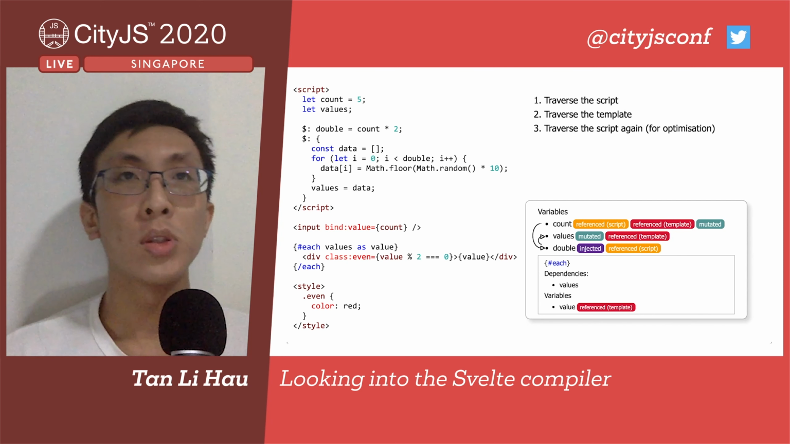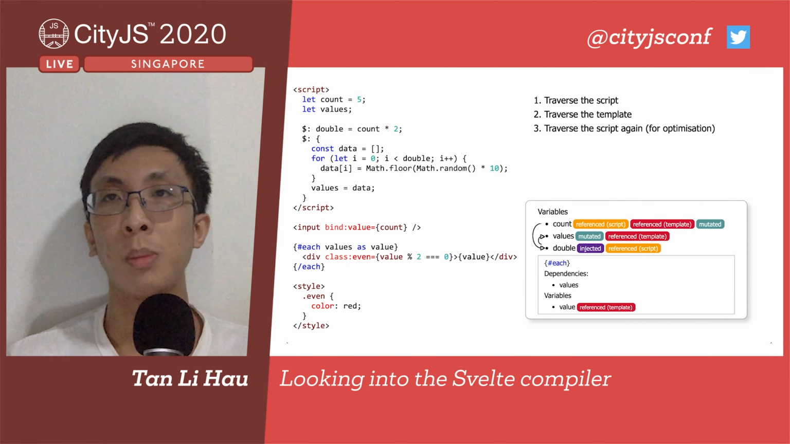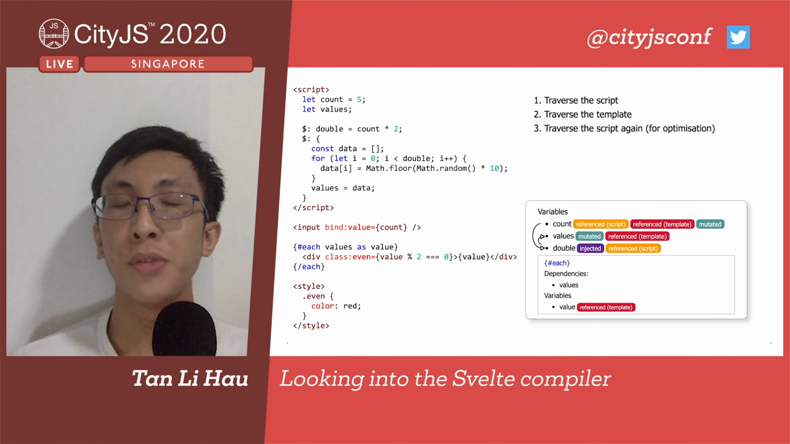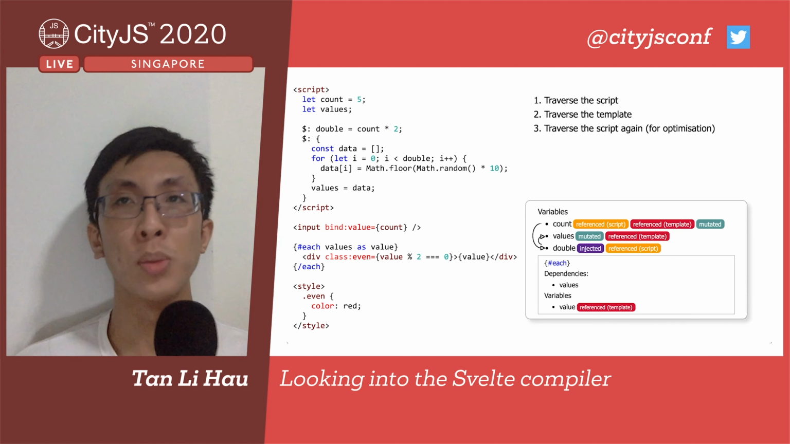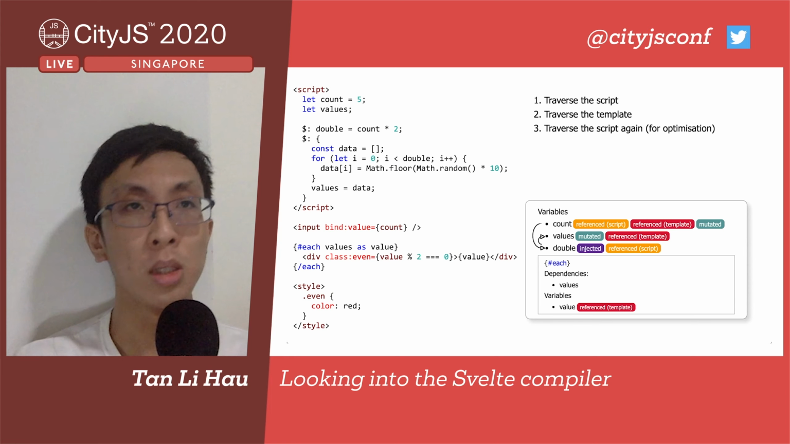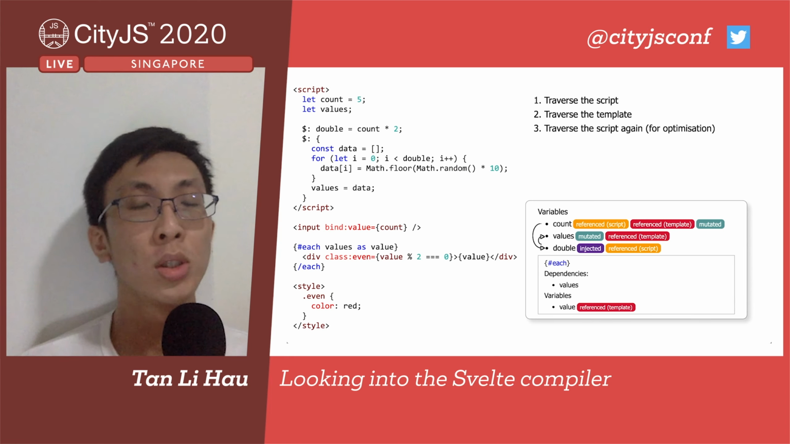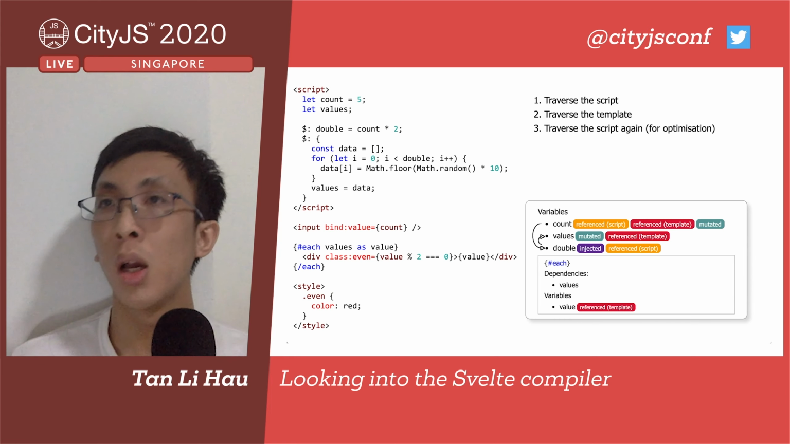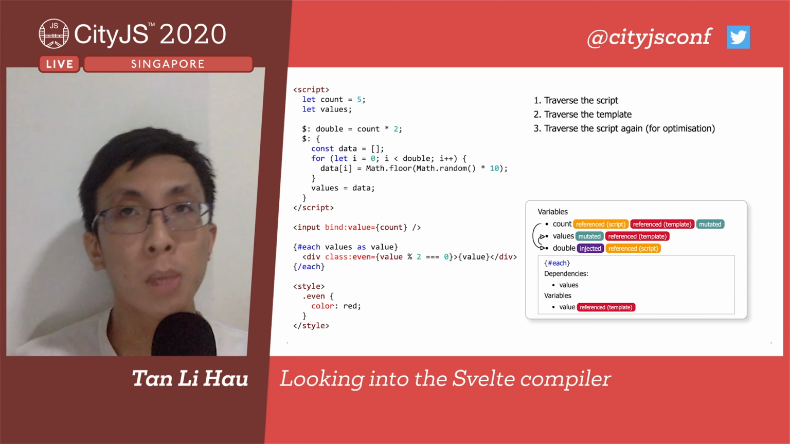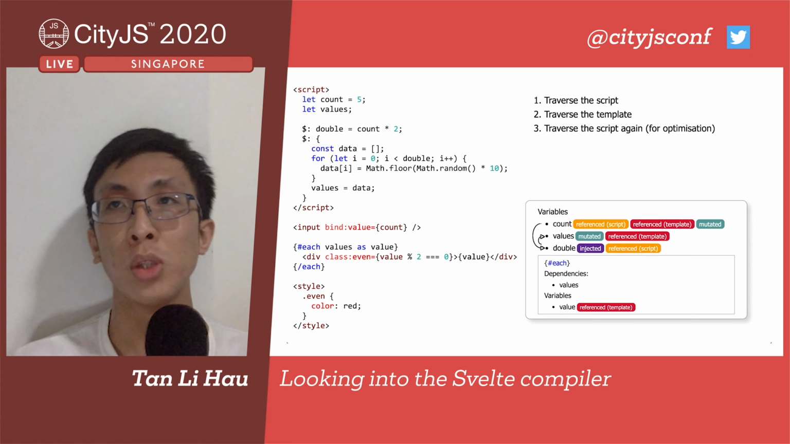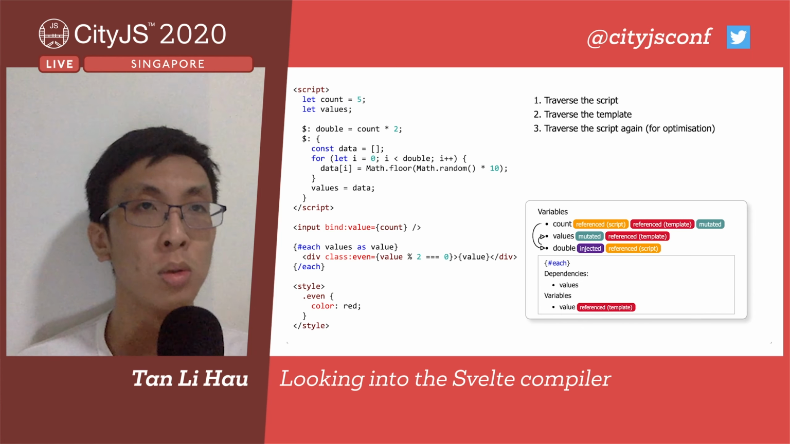Next, Svelte traverses through the script again, this time mainly for optimization, figuring out which variables are not referenced and do not need to be reactive. Similarly, if a reactive declaration's dependencies will never change, by seeing whether their dependencies were marked as mutated, we can mark it as static, which will generate a more efficient and much smaller code later on.